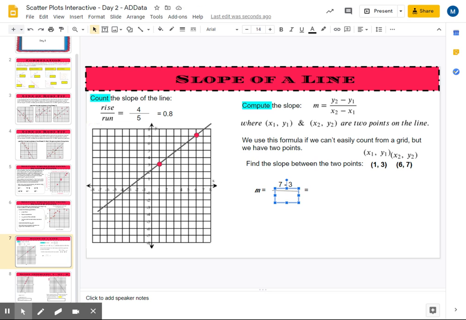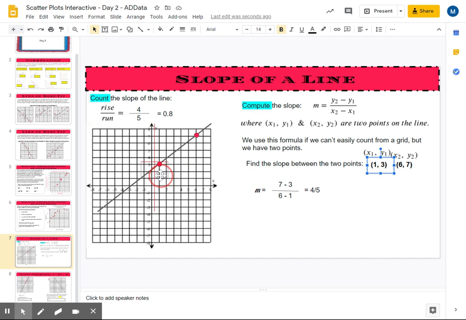Okay, and for the next one, I have 6 as my y2 and 1 as my y1. I don't think I have a fraction set up here, but we can just do it without the fraction bar. It'll look like this. We'll have 7 minus 3 is 4, 6 minus 1 is 5. 4 over 5, right? It's the same slope as this one over here because all we did was compute the slope, but without counting it by looking at the coordinates.